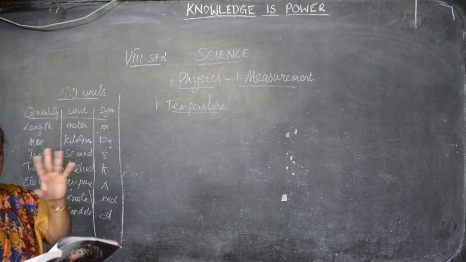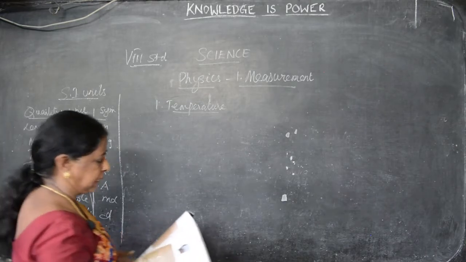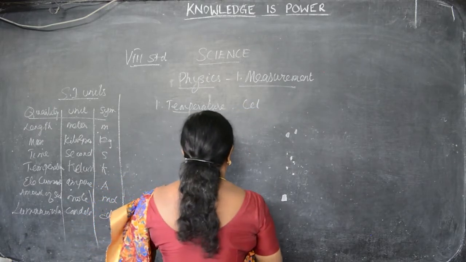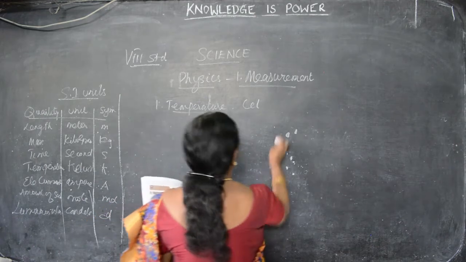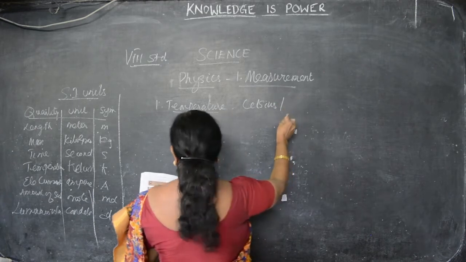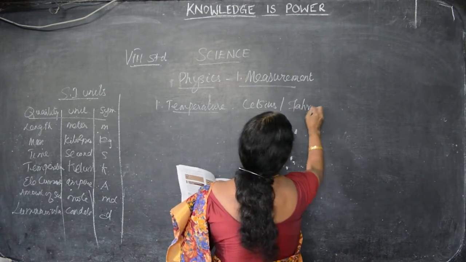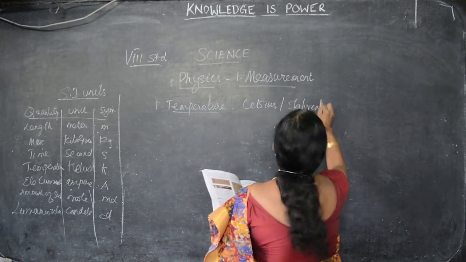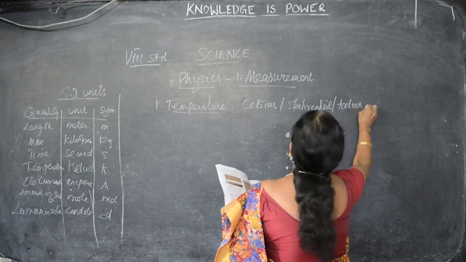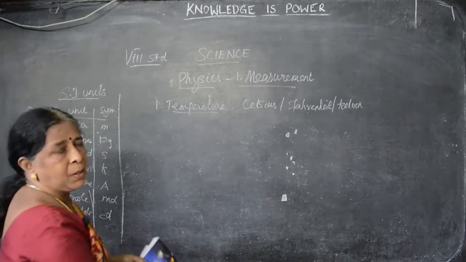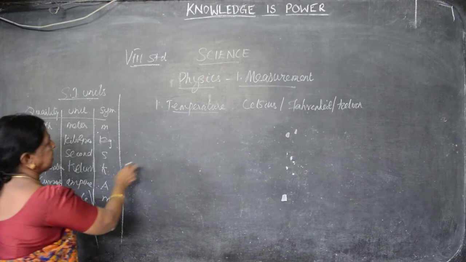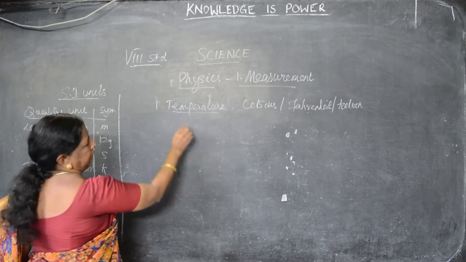The temperature may be measured in 3 scales: Celsius, Fahrenheit and Kelvin scale. There are 3 scales to find out the temperature. What are the 3 scales? Celsius, Fahrenheit and Kelvin. Temperature can be represented by K. What's your symbol? K. Clear?